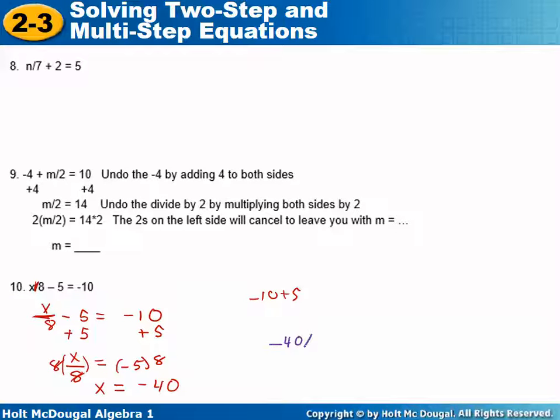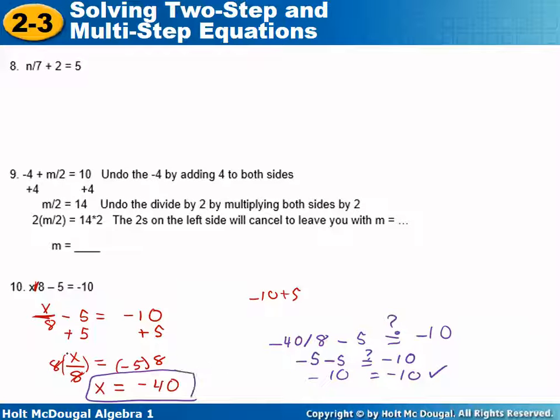And I'm going to check it by putting my negative 40 in for x. So I'd have negative 40 divided by 8 minus 5, and I want to see if that equals negative 10. Negative 40 divided by 8 is negative 5. I'm just writing out the rest of this now. Negative 5 minus 5 is negative 10, and negative 10 does equal negative 10, so it checks. I have the right answer, which is right here.